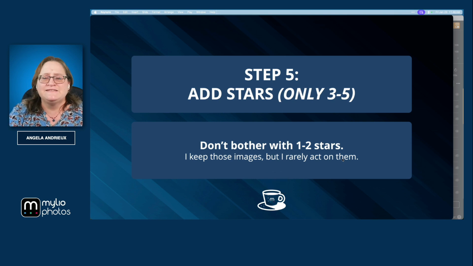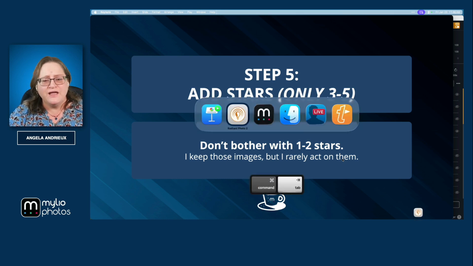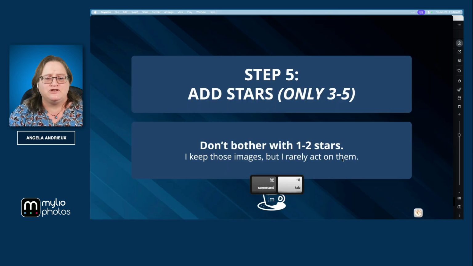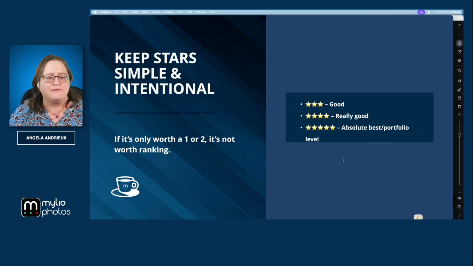The next step is going to be to add stars. And I really only focus on 3 through 5 stars because 1 and 2 really don't seem like they're worth the time. If it's a 1 or a 2 star image, unless there's something those particularly represent for you, I really wouldn't mess with them too much. So what I do is I use 3 through 5 to indicate my absolute best. If it's a 1 or 2, they just don't move on to the next step.